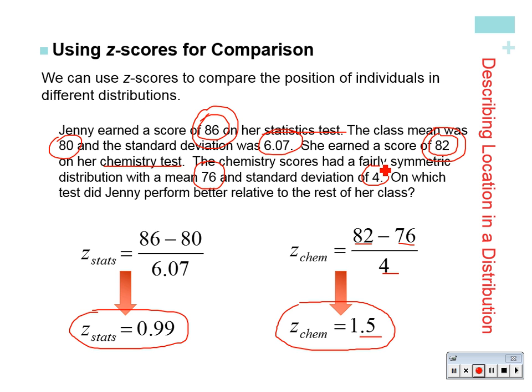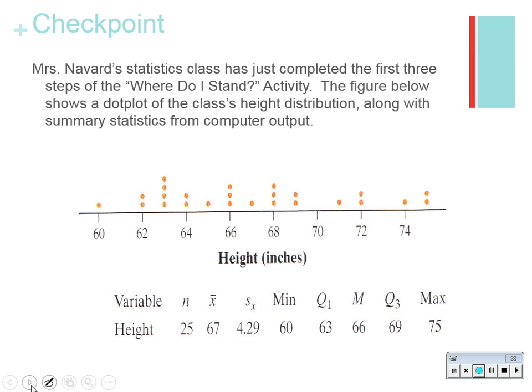But if we're comparing her results to the rest of the class, she actually did better on the chemistry test, because she scored higher above the mean on chemistry than on statistics. She's 1.5 standard deviations above the mean on the chemistry test, but only approximately 1 standard deviation above the mean on the statistics test.